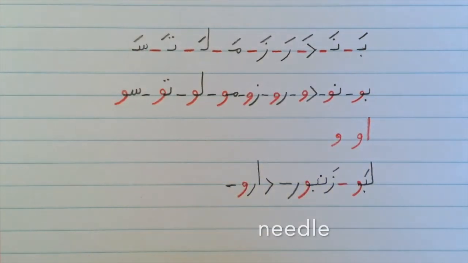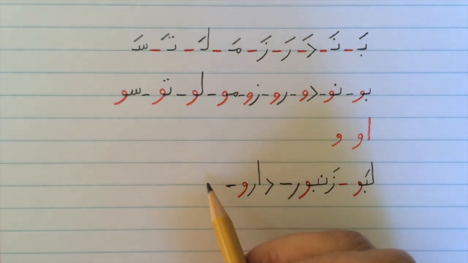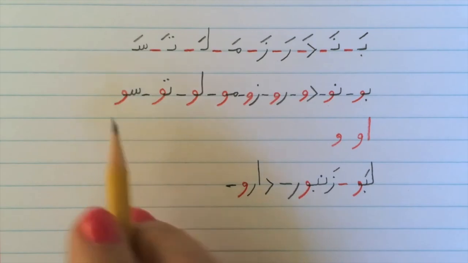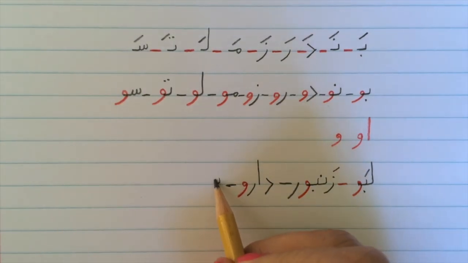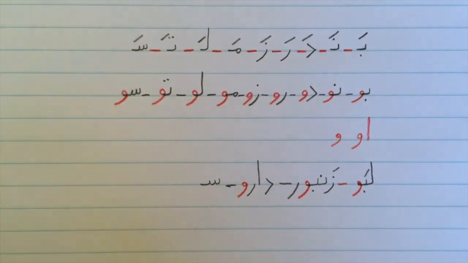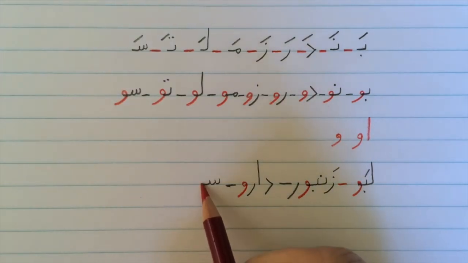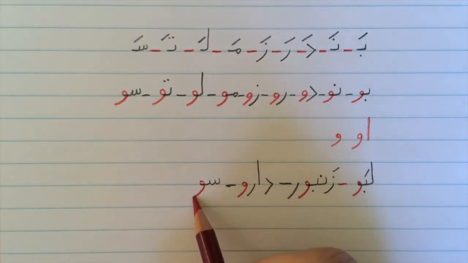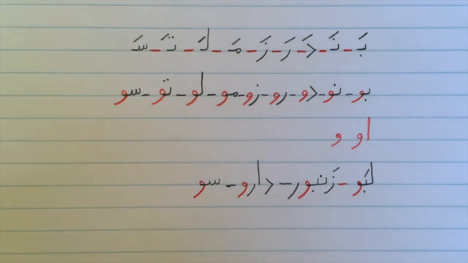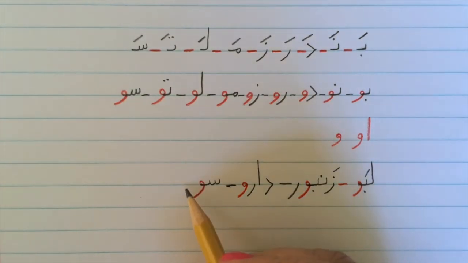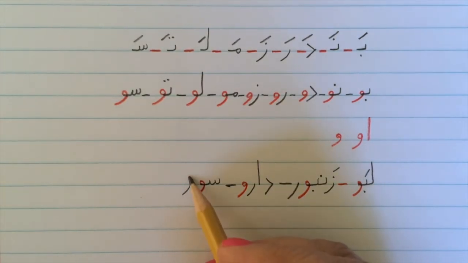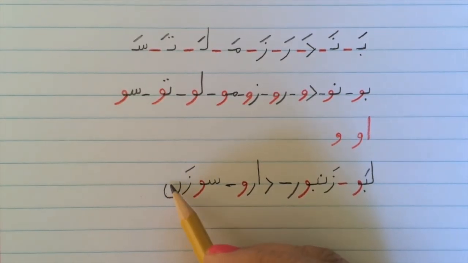I want to write Suzanne. Let's break it into syllables. Suzanne has two syllables. The first syllable is su. How to write su? It's right here. S, u, which becomes su. The second syllable is zan. Zan is z, a, n. Suzanne.